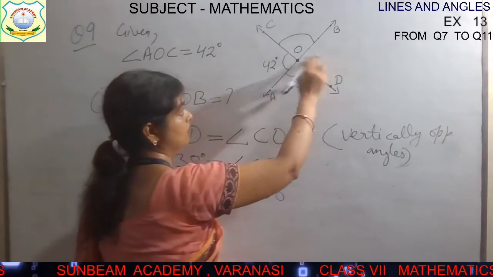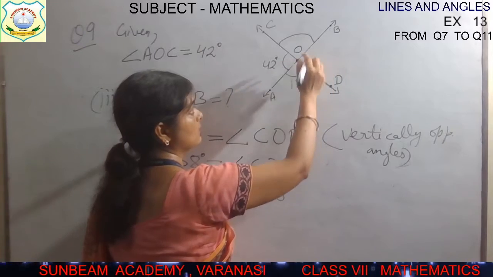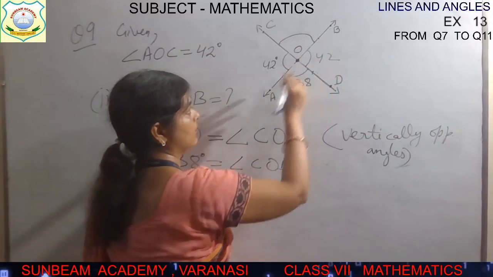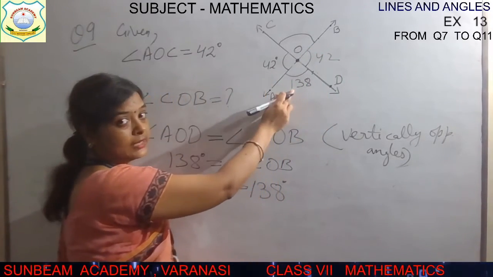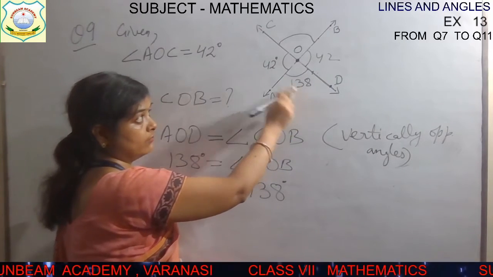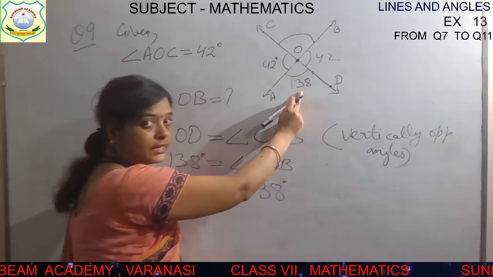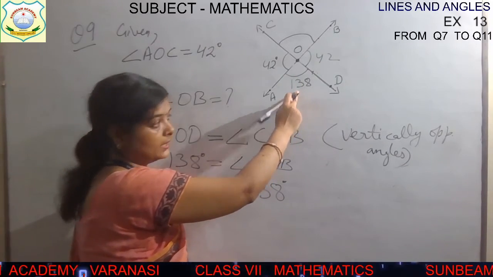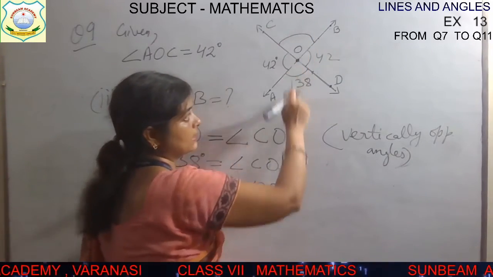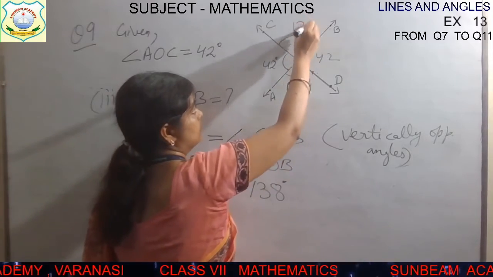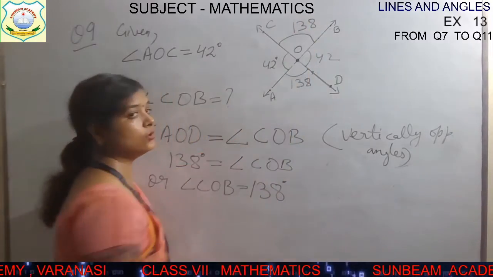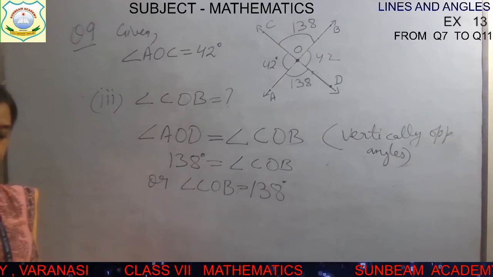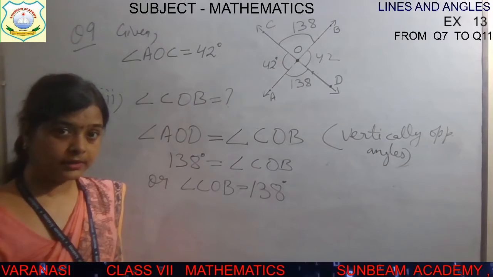This is opposite to this, vertically opposite angle. So this angle will be 42 degree. These two we have found by using linear pair. So this is 42 degree plus this is 180. That's why we have found this as 138. And these two are also vertically opposite angles. So the last angle, this one, is also 138 degree. I think it is clear to you.